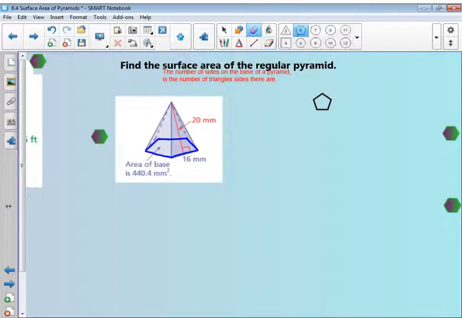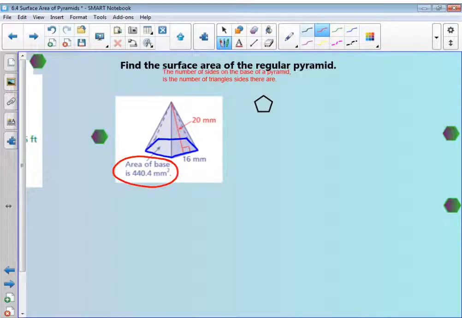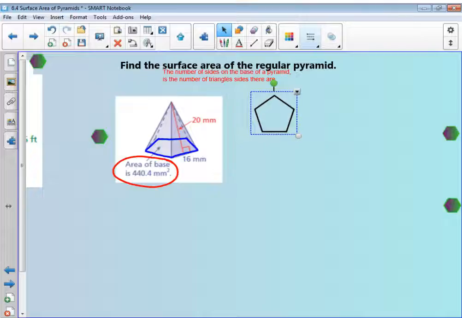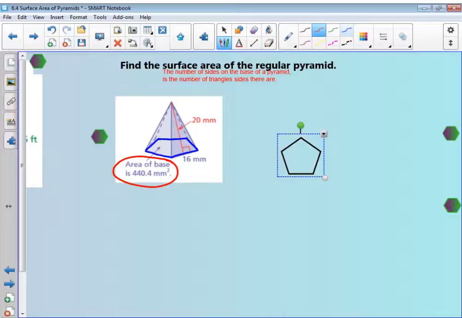Okay, so we've got that bottom. So this one is set up slightly different because we do not know how to find the area of a pentagon. Could we figure it out? Yes, but we have not learned how to do that. Plus, they're not giving us enough information to be able to find the area of that pentagon. So here's what they're telling us. They are telling us right here that the area of that pentagon that's on the bottom is actually 440.4. So I'm going to go ahead and write that in down here. So this is 440.4.